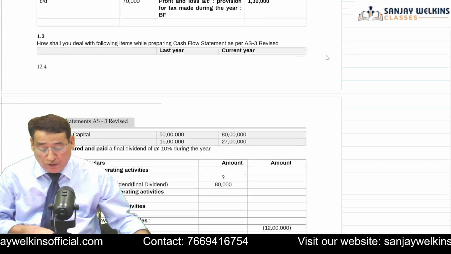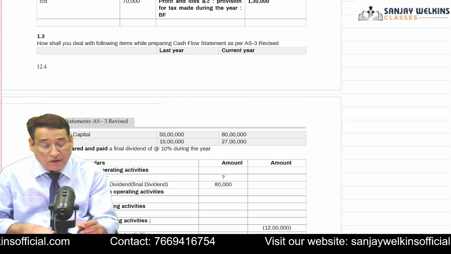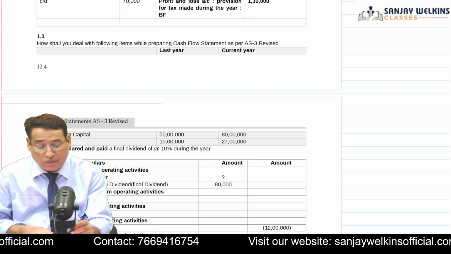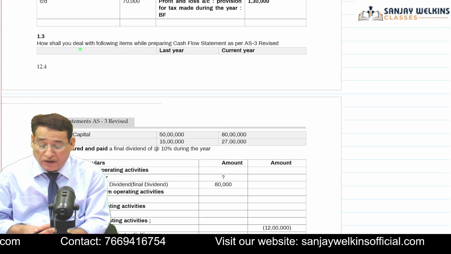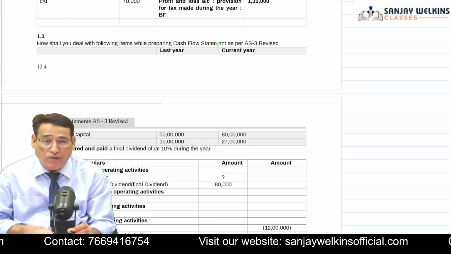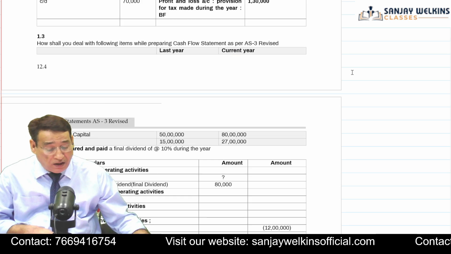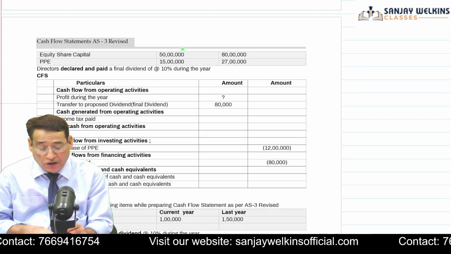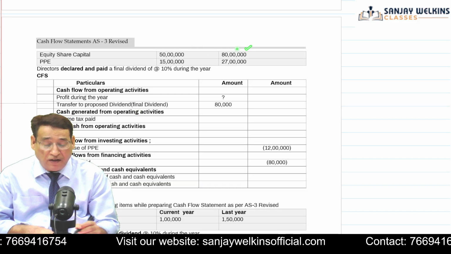Now coming over to another important adjustment, because there is some confusion with respect to this particular adjustment, so kindly pay attention over here. In point number 1.3, it says how will you deal with the following items while preparing cash flow statement, last year, current year. Here you are given equity share capital of last year as 50 lakh and current year as 80 lakh.